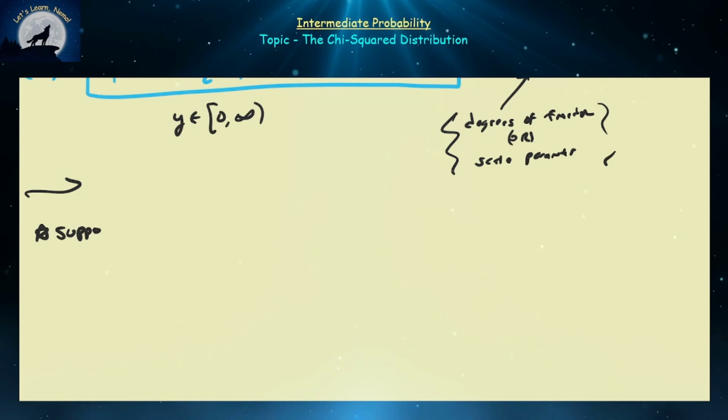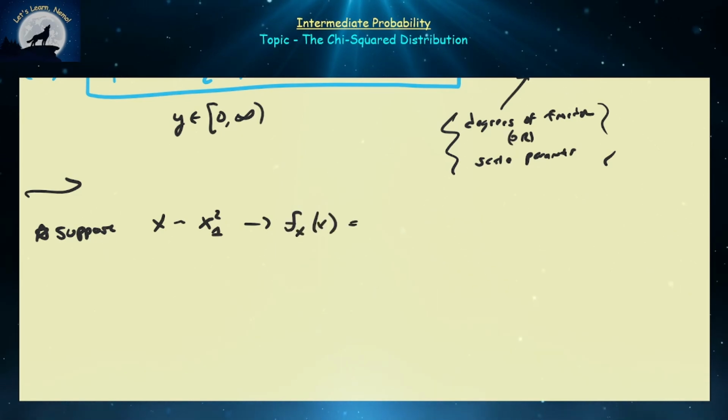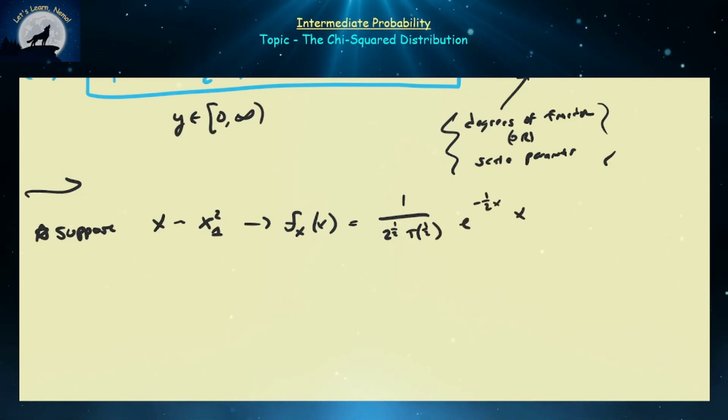So let's begin by supposing that x is a chi-squared 1 density function, implying that the probability density function for x will be equal to 1 over 2 to the power of 1/2 times gamma of 1/2 times e to the minus 1/2 x times x to the power of 1 minus 1/2, also known as negative 1/2. Let's just write it as negative 1/2 just to keep things simple. All right, so once we have that, what will we have?